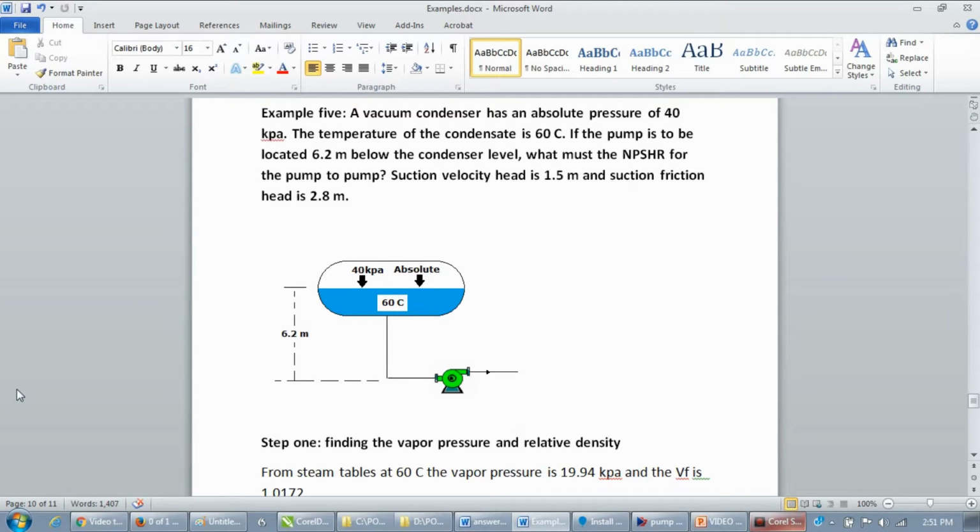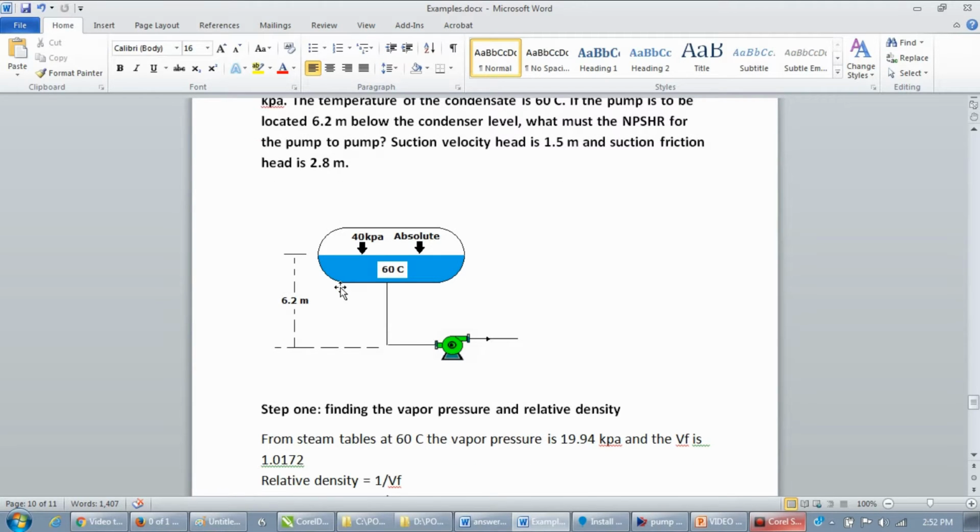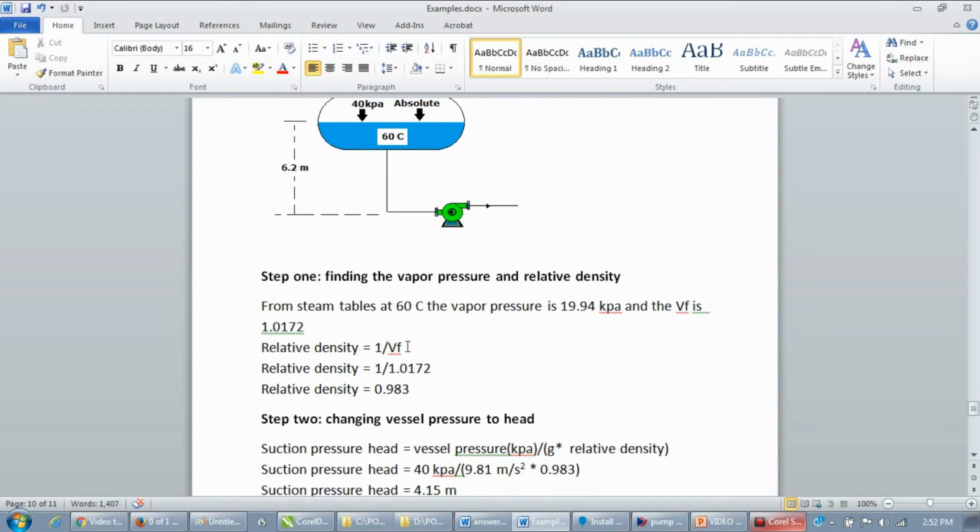For example 5, if we draw the system out, we see we have 60 degrees condensate with an absolute pressure of 40 kPa exerted on it in the vessel. We also have the liquid level 6.2 meters above the pump suction, so that would give us a static suction head of 6.2 meters.